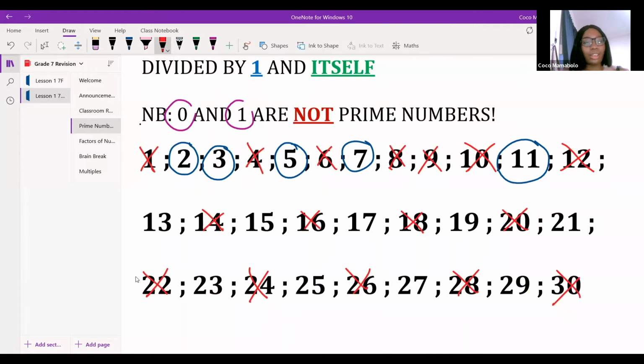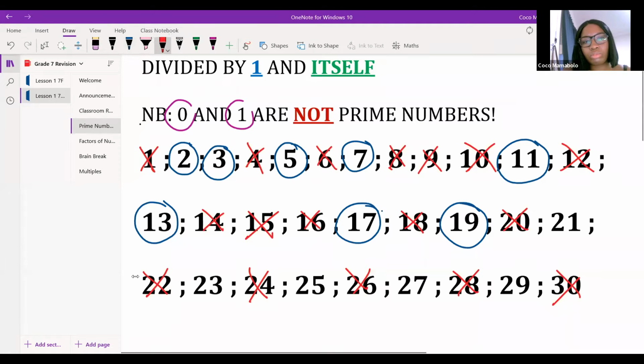Awesome. Now I can think of all the other numbers in between. And Kanyiso, let's start with 13. Is 13 a prime number or not? It's a prime number. Excellent. And what about 15? No, it's not a prime number. Excellent. What about 17? It's a prime number. Good. And 19? Prime number. Oh, good. What about 21?